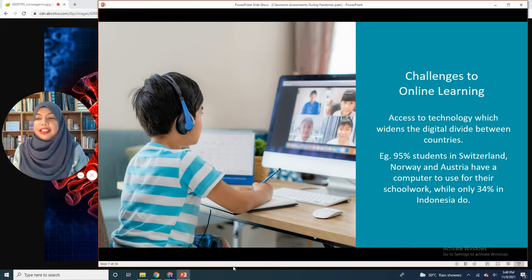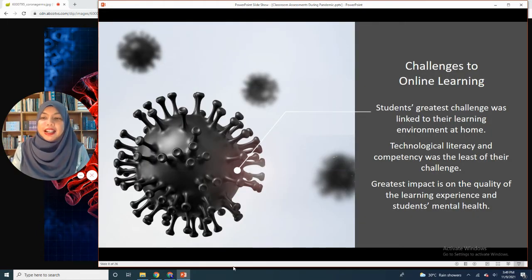and learning processes. For countries such as Switzerland, Norway, and Austria, almost every home has a computer facility for students to work with and have access to learning. However, it is not the same in other countries. So it's really much different. Okay. And what would be the challenges to students when it comes to online learning?